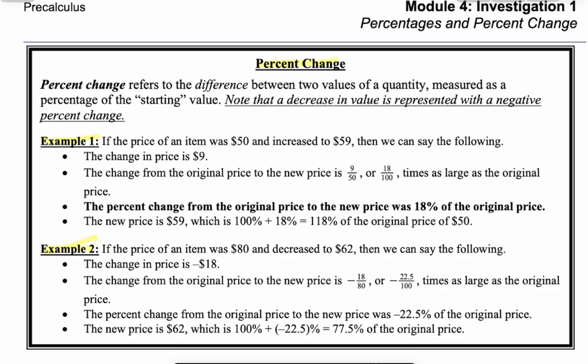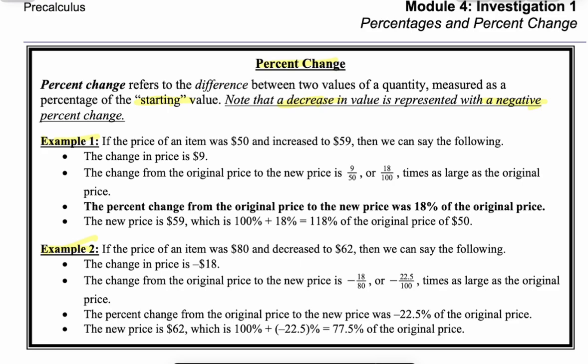Here it says percent change refers to the difference between two values of a quantity measured as a percentage of the starting value. It is very important that we always measure it based upon the starting value. And then we also need to note that a decrease in value is represented with a negative percent change. So a decrease is a negative, okay?